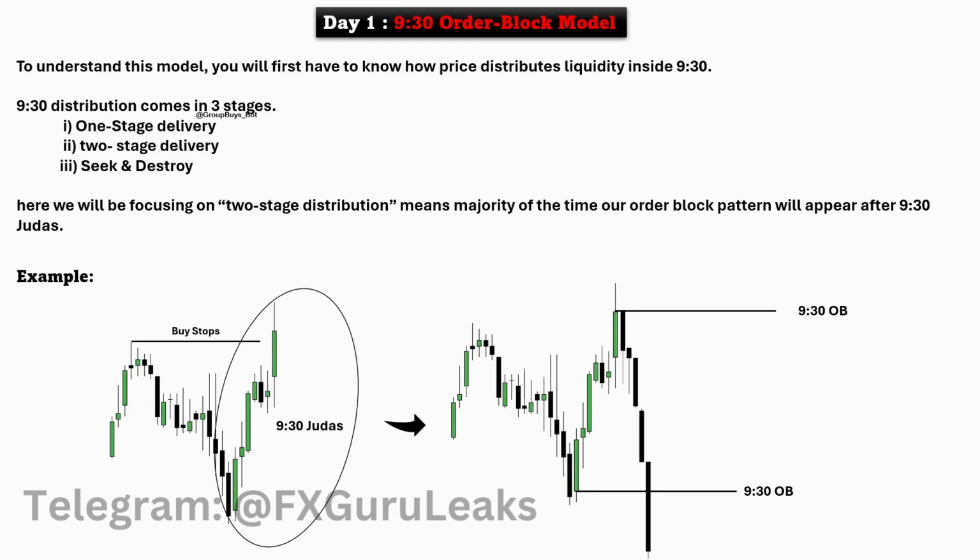So this is going to be the lecture of our 3-day workshop. This is going to be our third lecture on order block, and in this lecture we'll be going over a complete order block model that appears at 9:30, and I named it my 9:30 high probability order block model. This model appears after the Judas. So now we'll be going over the model in detail.